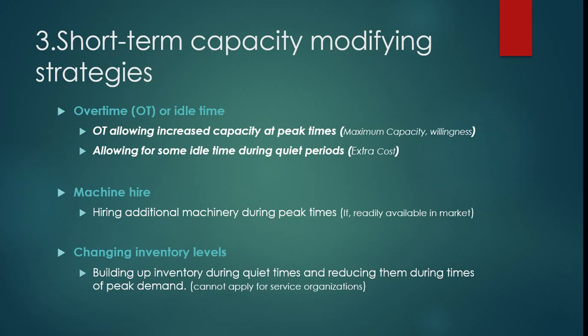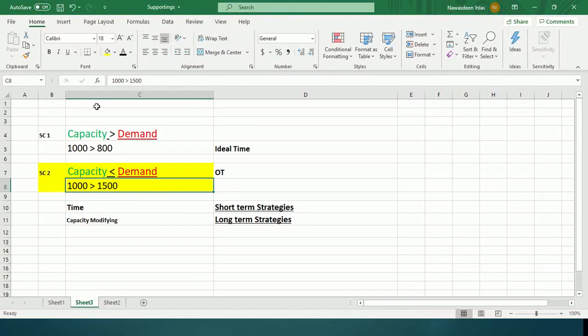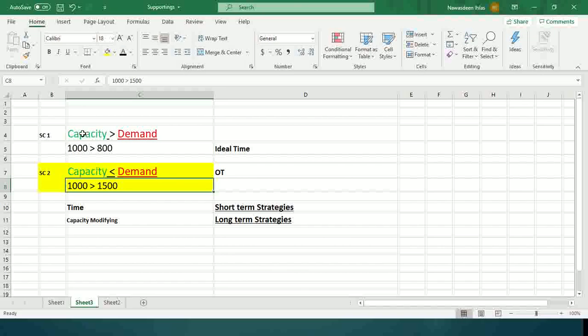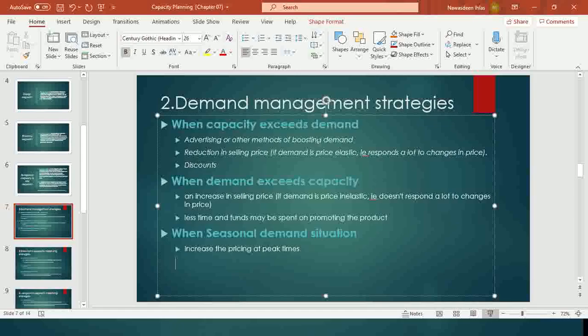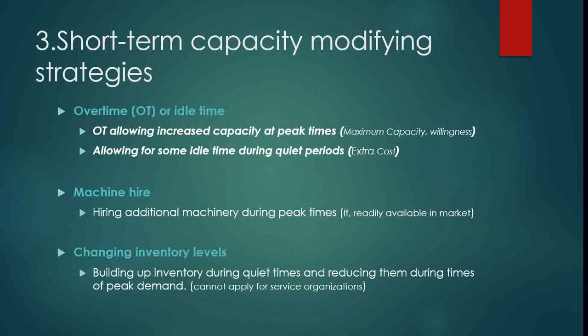We explained what the capacity levels are: the design capacity, the effective capacity, the budgeted capacity, the idle capacity, and the demand management strategies. So there are two things here, capacity and demand. We can manage our demand through demand management strategies. Then the next part is that we can manage our capacity from our side. Capacity management strategies, or capacity modifying strategies, we are dividing into two types, short term and long term. Now we are talking about short term capacity modifying strategies.